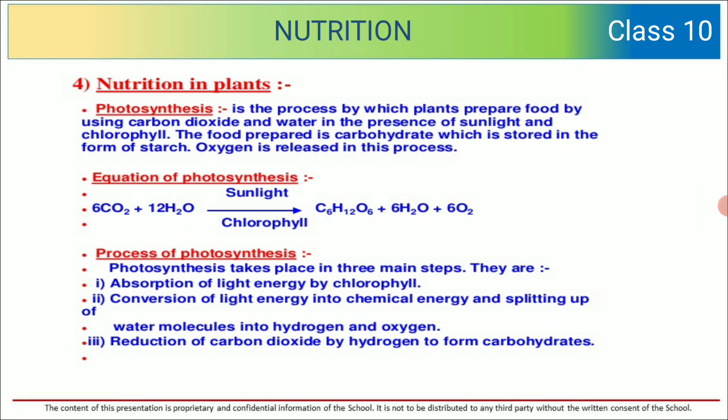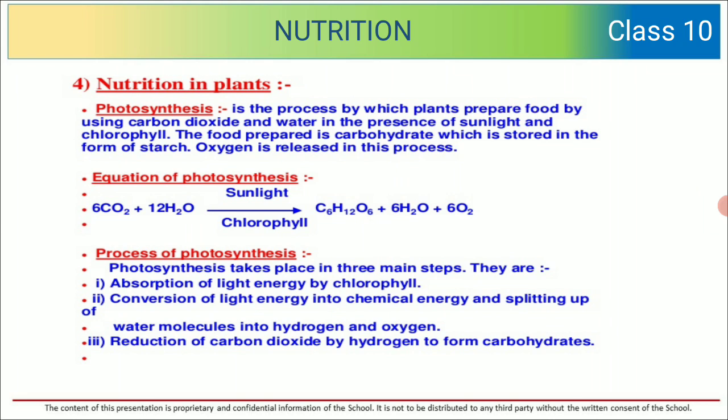So in this process of photosynthesis, what happens? Oxygen is given out and carbon dioxide is taken in. What is the equation of photosynthesis? It is 6CO2 plus 12H2O gives, in presence of sunlight and chlorophyll, C6H12O6, that is glucose, plus 6H2O plus 6O2. These are the byproducts. C6H12O6, glucose, is the main product.